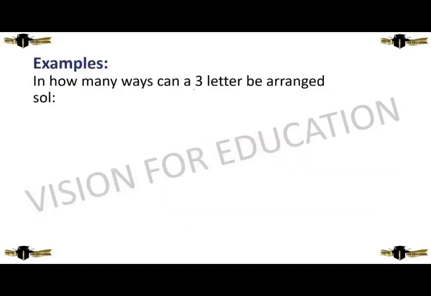Here we are going to discuss some examples related to permutation. The first example: in how many ways can 3 letters be arranged? Let us consider A, B, C be the 3 letters. I am providing 3 spaces for the 3 letters. They can be arranged in 3 factorial ways, that is nothing but 3 into 2, which is equal to 6.